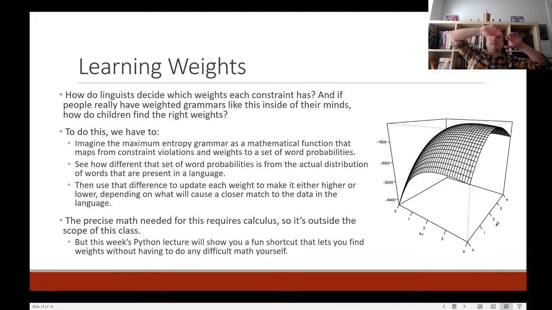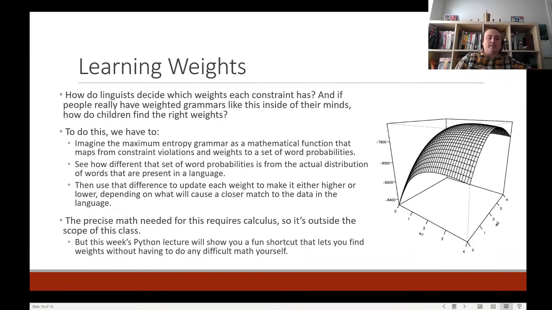And then we can look at those word probabilities that we get from our grammar and compare them to the actual word probabilities in the language that the child is learning or that the linguist is analyzing. And you can use the difference between those two probability distributions, the probabilities that the grammar gives you and the probabilities you actually see in the set of words in a language. The difference between them can be used to make each weight either higher or lower, depending on what's going to cause a closer match to that data in the language. The precise math to do this requires calculus, so it's outside of the scope of this class.